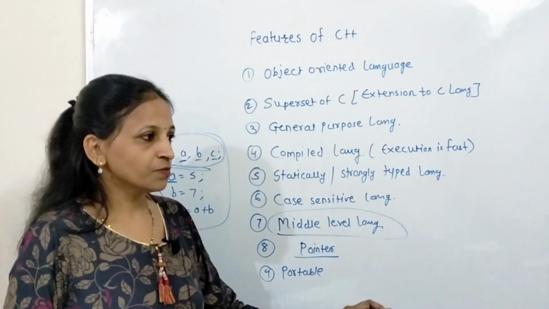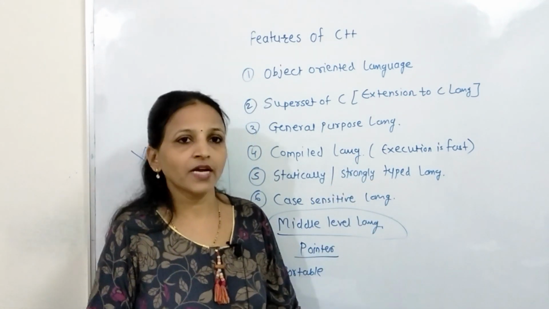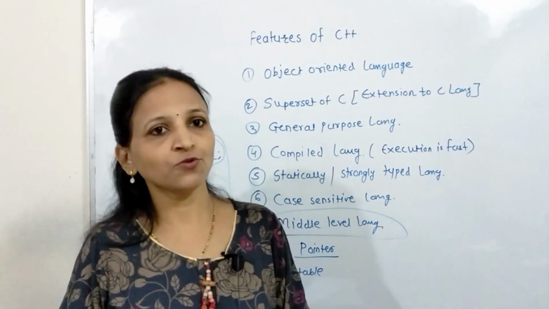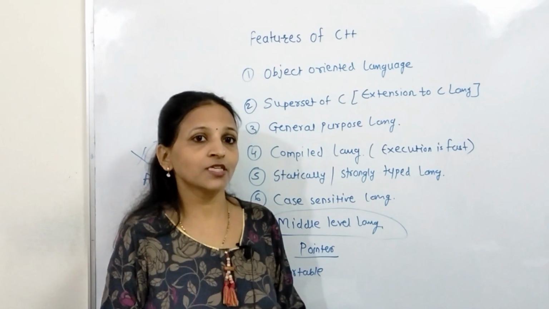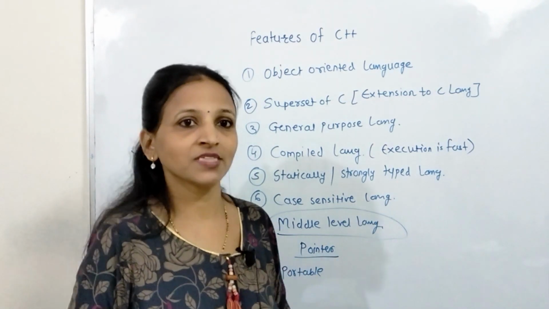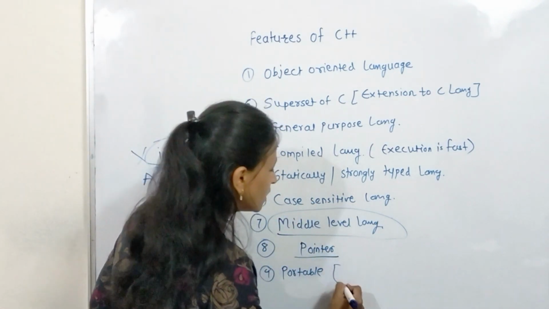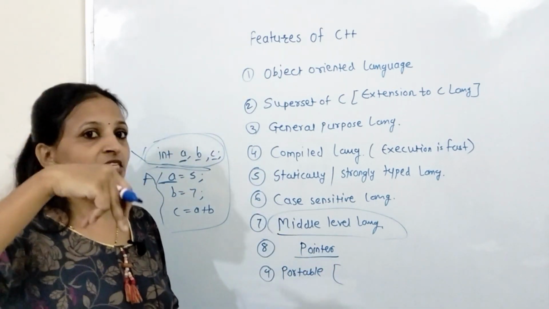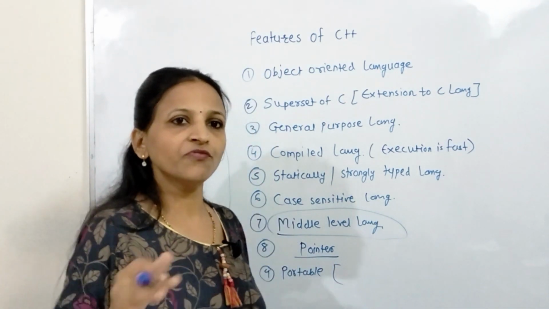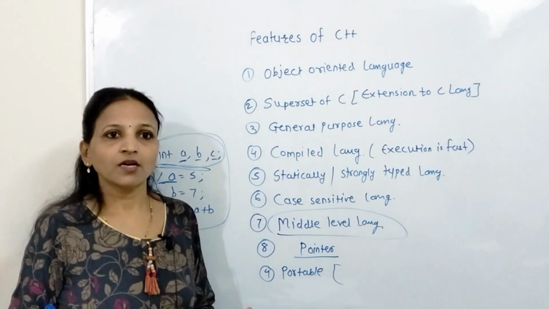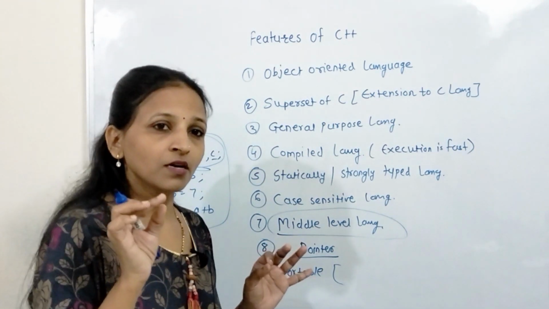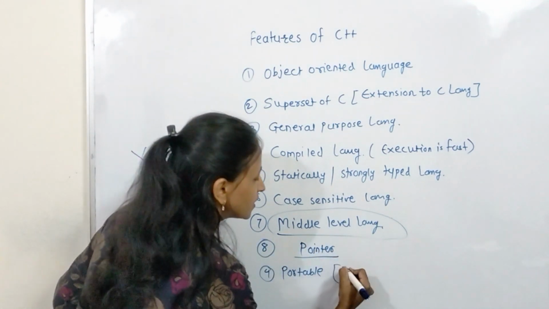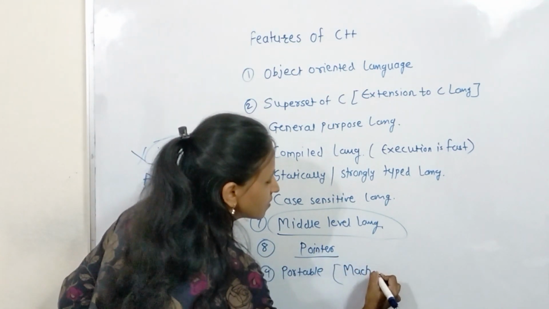It means you write a program on any machine and you can transfer and execute that program on any other machine, but there is one restriction: both machines should have the same operating system. That's why we can say that C++ is machine independent, meaning the machine may be of any type, but both machines should have the same operating system.